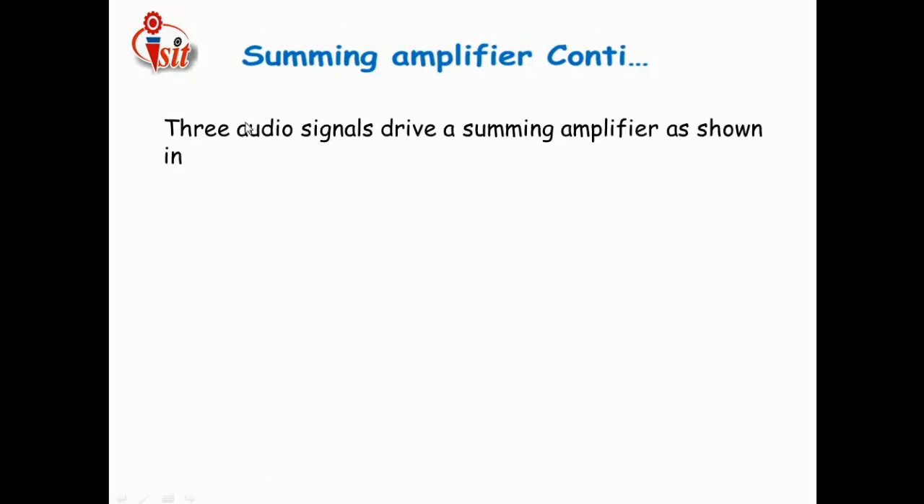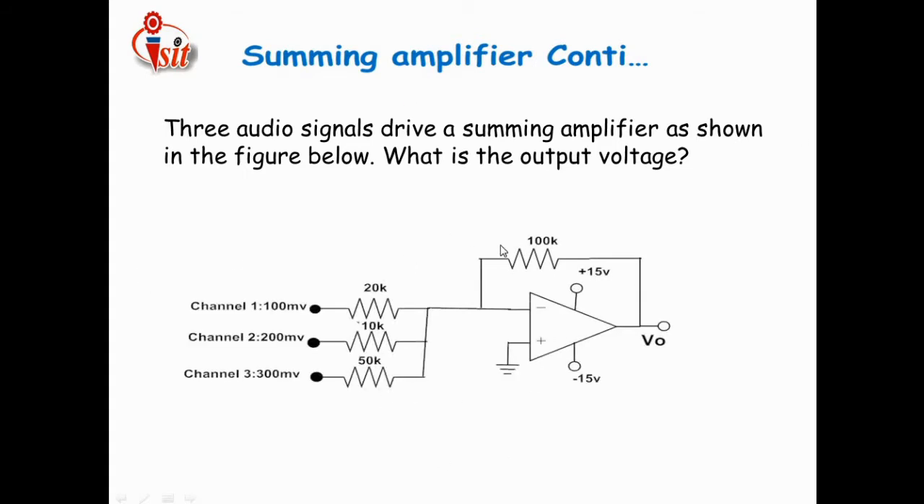Along with this, three audio signals drive a summing amplifier as shown in the figure below. What is the output voltage? Here I have taken one example related to the inverting summing amplifier, and you have to solve that problem by using this trick. This is the circuit diagram used for the example. Three inputs, channel 1, channel 2 and channel 3, are given to the inverting terminal of the op-amp, and the output is measured here.